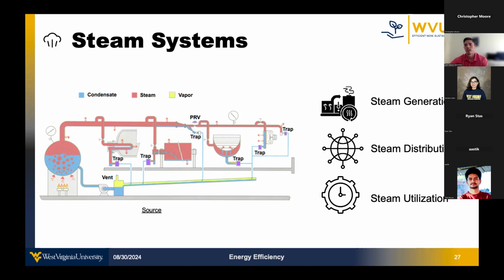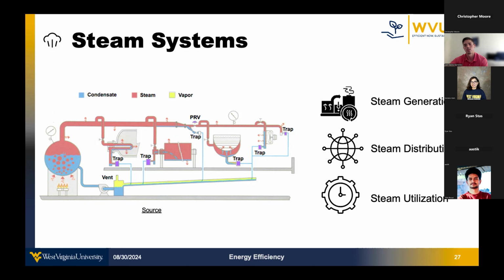Steam systems are incredibly versatile, but to get the most out of them, they must be managed carefully. The efficiency of the steam system hinges on three key main areas. These are steam generation, steam distribution, and steam utilization.